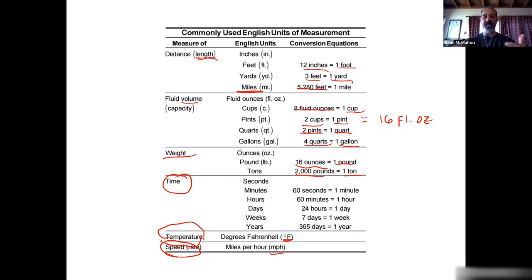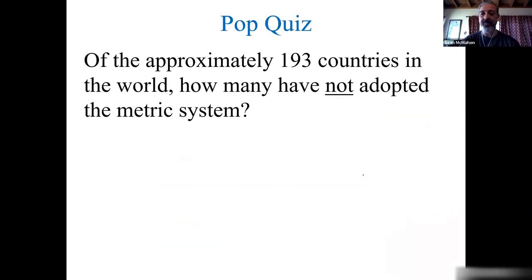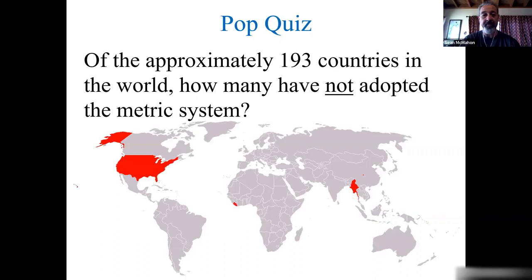But what you kind of see with our system, it's all over the place. I actually think this is a more difficult system because there is no consistency in the numbers. However, we still use it. We're one of 3 countries that haven't converted completely to the metric system yet, which is a little surprising. So out of approximately 193 countries, there's only been 3 that haven't adopted the metric system. Everybody else uses the metric system, which we have to learn.